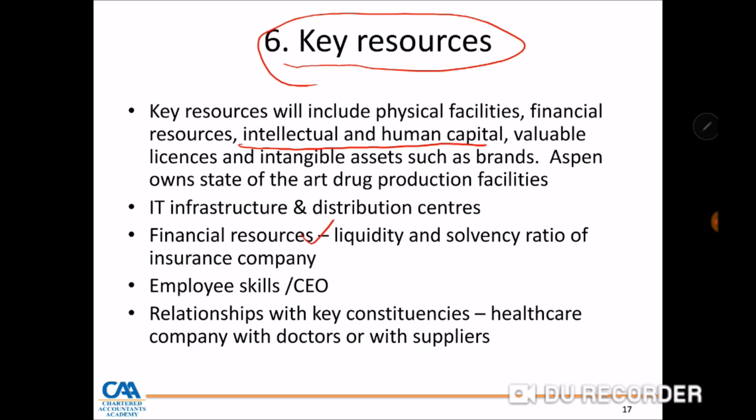Financial resources, you have the money. We have a highly skilled workforce. Or our CEO is a key strategic driver. So that can be a key resource. Our relationships with key constituencies. So for example, when I look at CAA, our relationship with the Institute of Chartered Accountants of Zimbabwe is a key resource. Our relationship with our clients is a key resource. So you need to define, for this business to function, what resources does it require? And how has it been able to harness and enhance those resources?